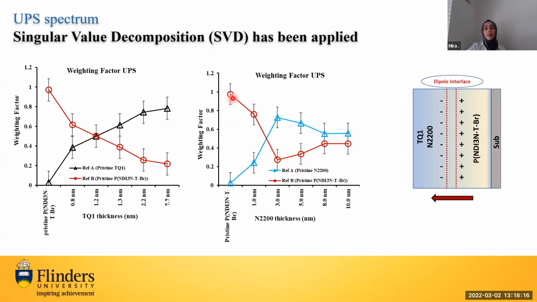The pristine P11 decreased by increasing the thickness of N2200, and also the N2200 increased by increasing the thickness. It was very obvious and clear for TQ1, and here it wasn't that clear, maybe due to some inhomogeneous layer of N2200 on top of P11.